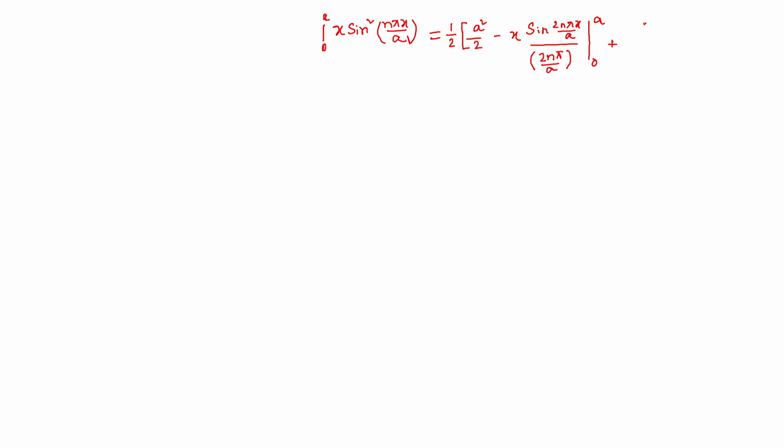Okay. Then, 0 to a, this is done. Plus, when I am putting x equals a, what is the first term? This is cos 2nπ, the same just like the sine one. This a will cancel out. And what if I put x equal to 0? This will be cos 0 divided by the same term, 2nπ/a whole square. Okay.